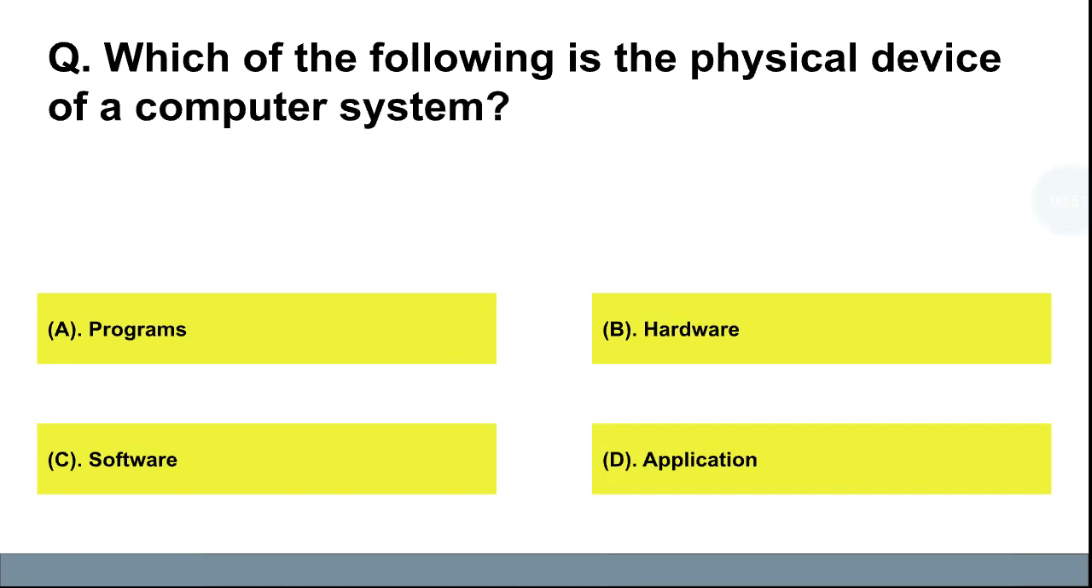Next question: which of the following is the physical device of a computer system? Option A, programs, option B, hardware, option C, software, option D, application. And the correct answer is option B, that is hardware.